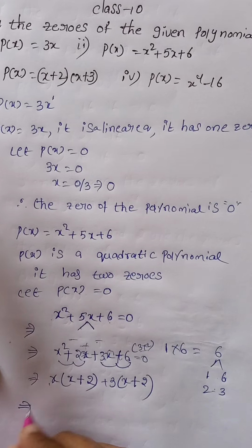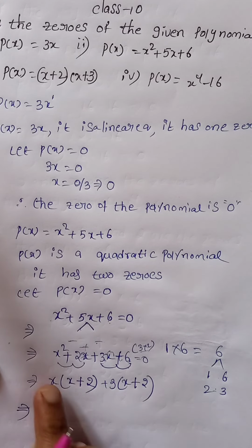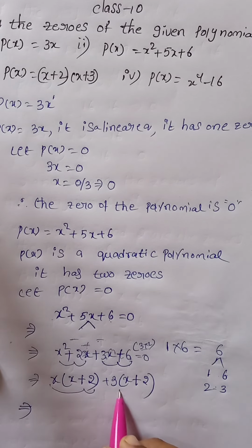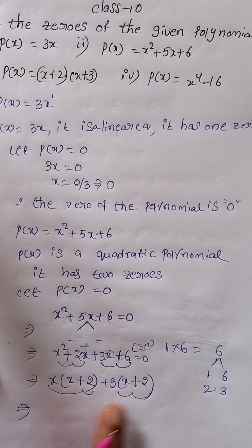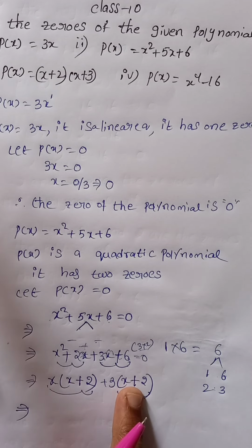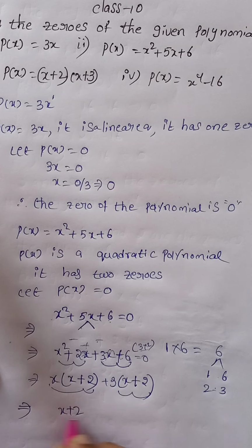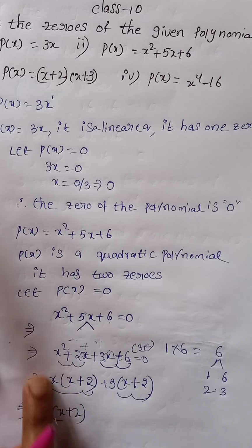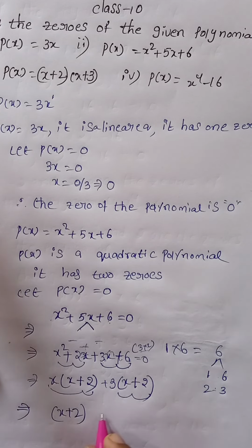If you see here, x plus 2 is common in these two terms. This is one term, this is the other term. In these two terms we have x plus 2 common. So now take x plus 2 as common, and we have left with, in this term, x.